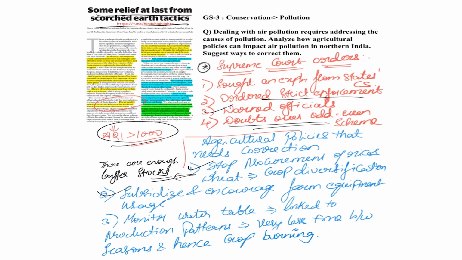Thirdly, we have to monitor our water tables. As you can see in this article, groundwater conservation laws in Punjab and Haryana have pushed the sowing season to late summer. As a result, there is very little time between seasons, and hence farmers prefer crop burning rather than using equipment to clear this crop residue. Now try to answer this question.